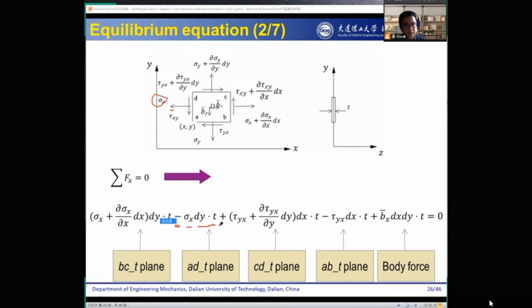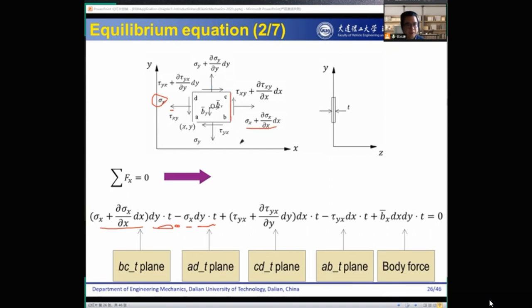Okay, and then we have this force along the x direction. This is along the positive x direction, so it's a plus, and this is the stress. And what's the area? The area is again dy times t.